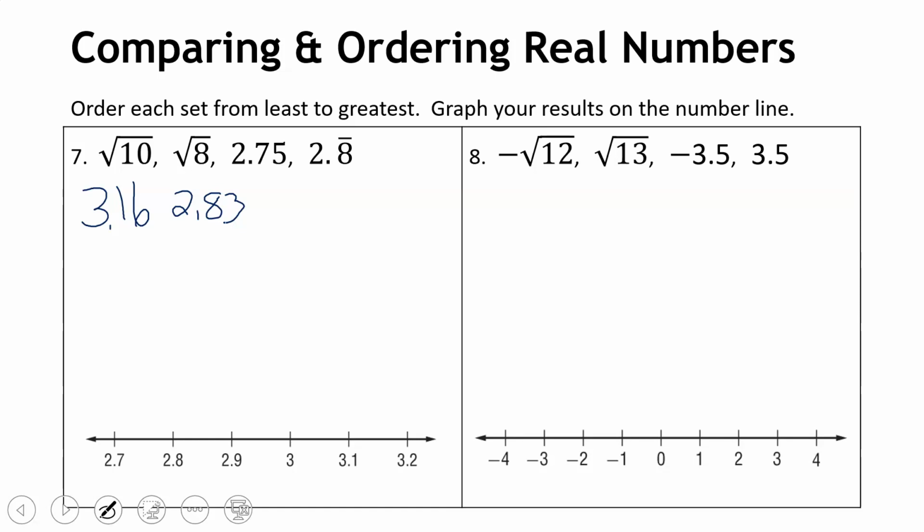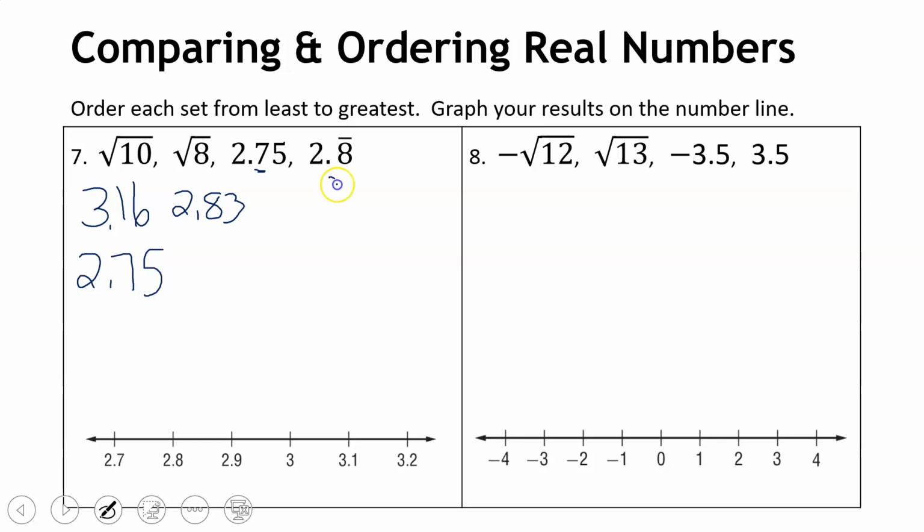If we want to put these in order from least to greatest, we see that the square root of 10 is greater than 3, so that's our largest. Our smallest would be the 2.75 because we have a 7 in the tens place and the other numbers have an 8 in the tens place.